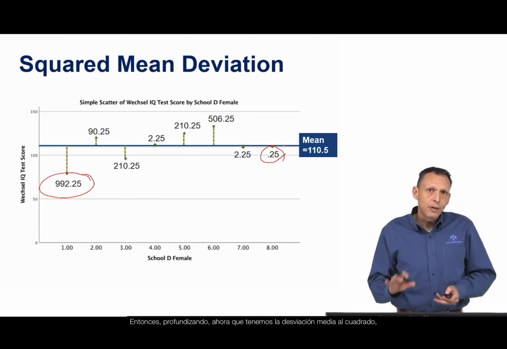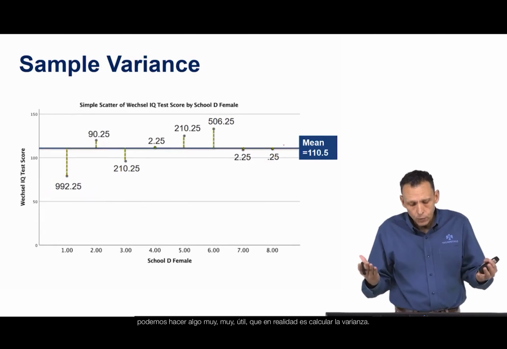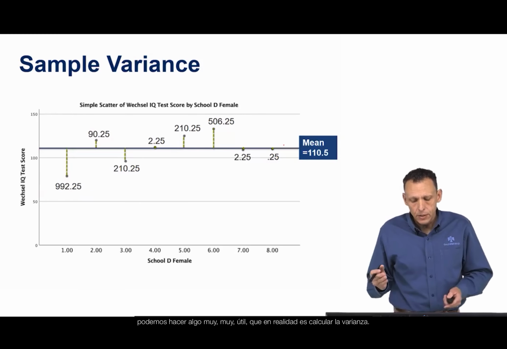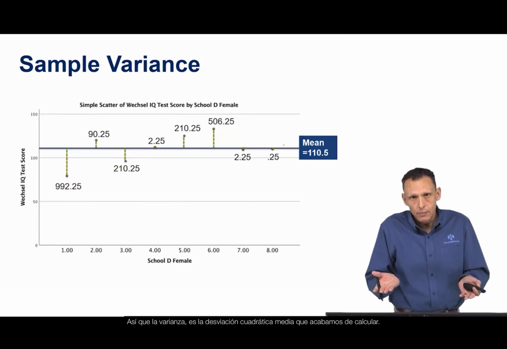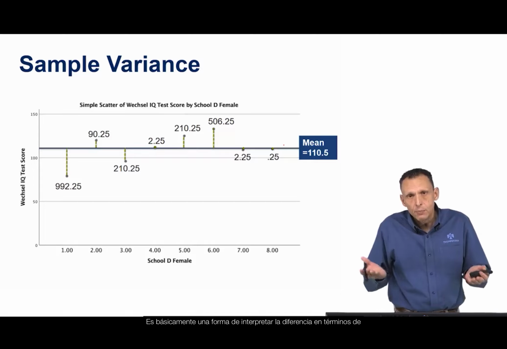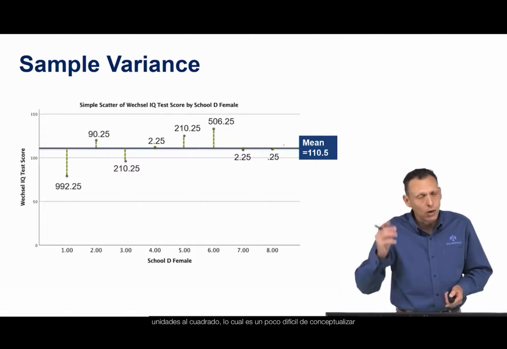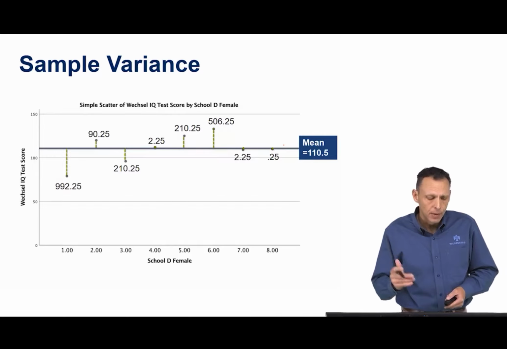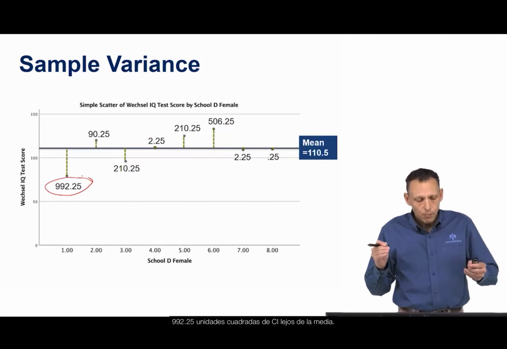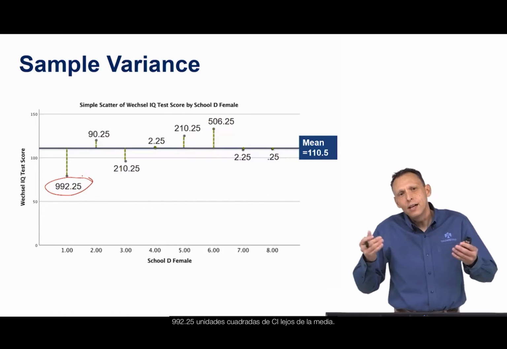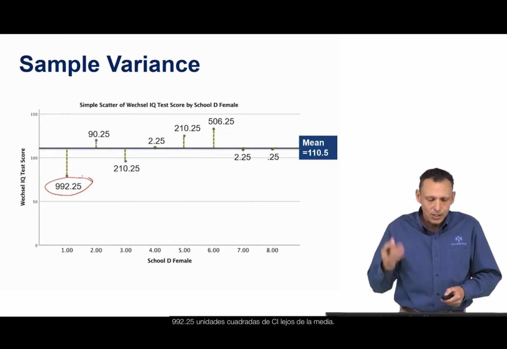So going deeper, now that we have the squared mean deviation, we can do something very, very useful, which is actually calculate the variance. So the variance is that mean squared deviation that we just calculated, and it is basically a way of interpreting the difference in terms of squared units, which is a little bit hard to conceptualize for some data. So I know that this student's IQ score is 992.25 squared units of IQ away from the mean. So you can see it's a little bit awkward.